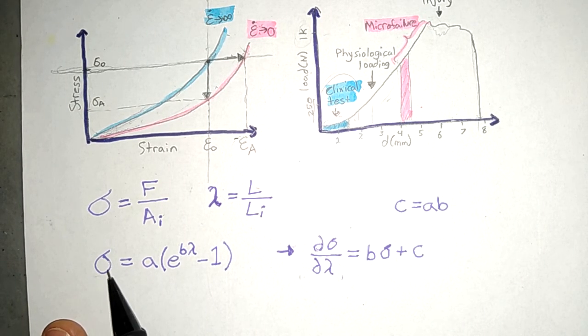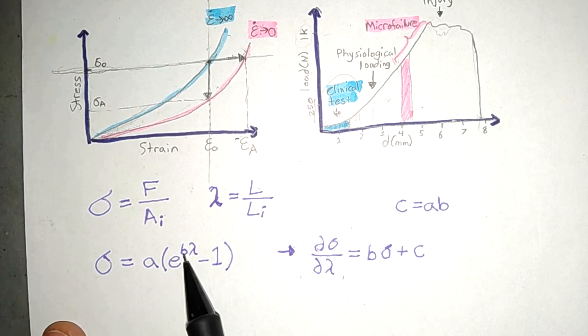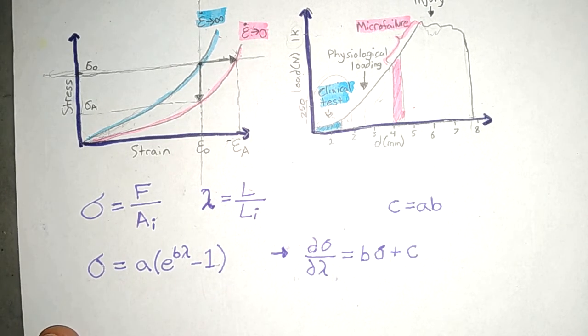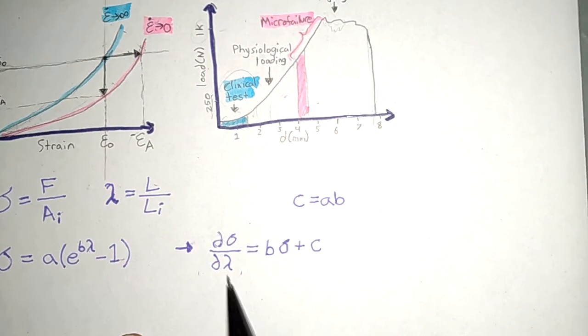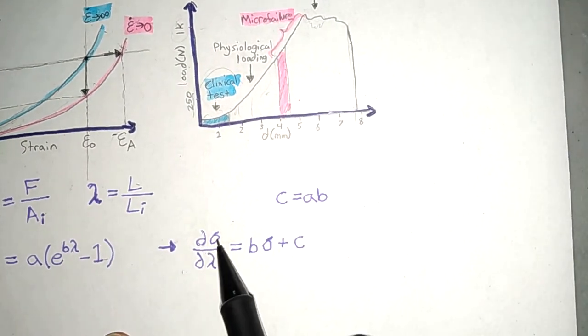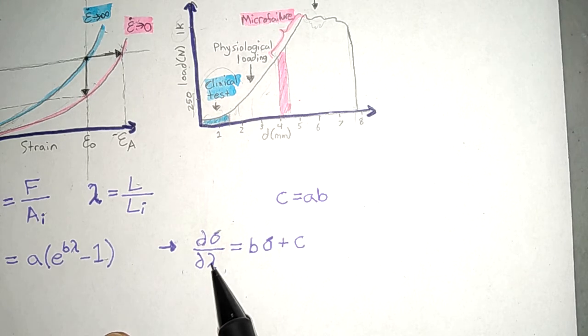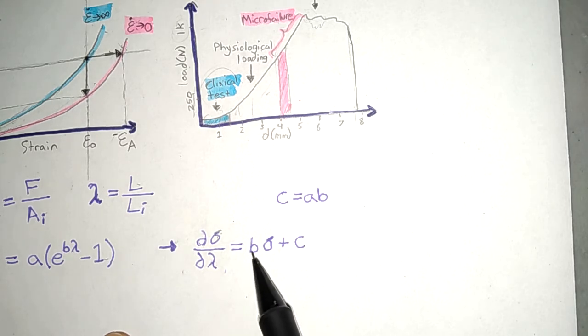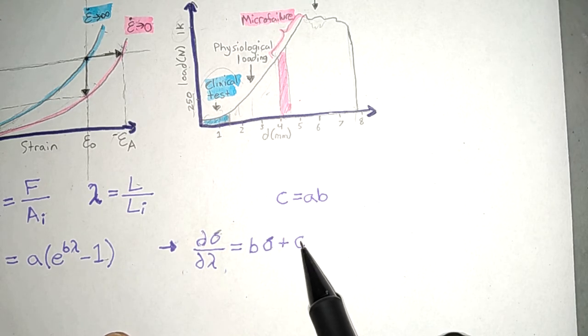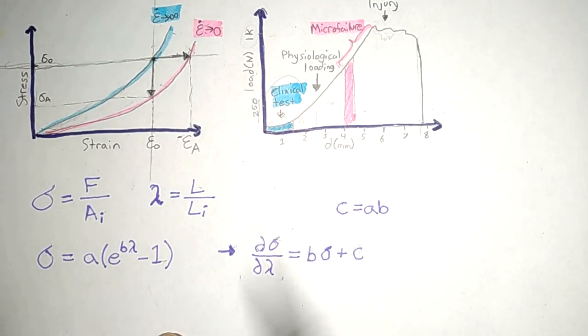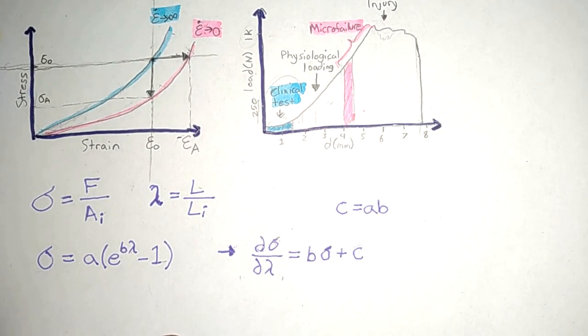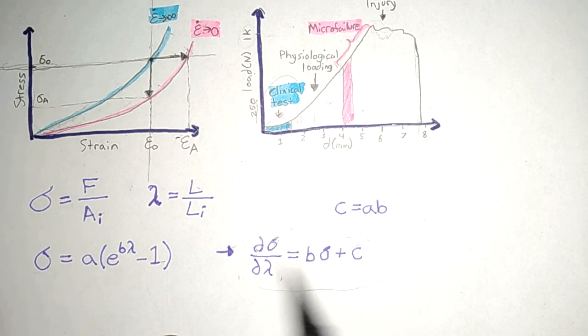So to model it, we have stress is equal to A times (e to the B strain minus 1). You can see here. And if we take the derivative of this, we can get the derivative of the stress with respect to strain. The change of stress with respect to the change of strain is a constant B times the stress plus C, and C is a product of AB. And if I do examples on this, we'll see how you can solve problems using these two formulas.